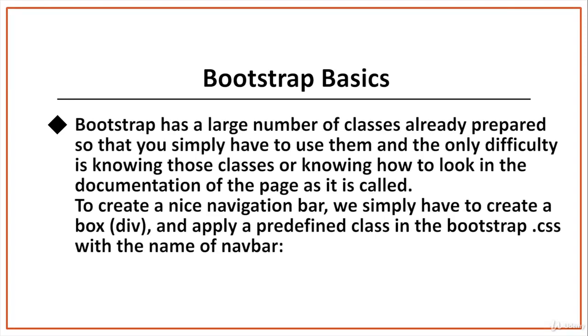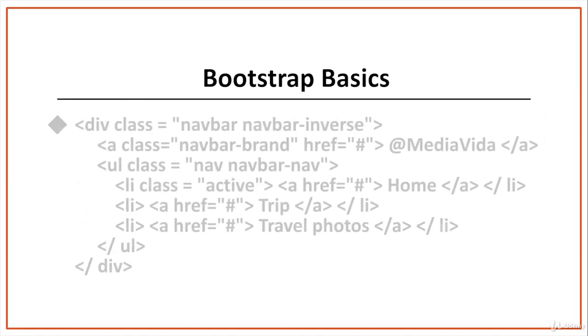Bootstrap has a large number of classes already prepared so that you simply have to use them, and the only difficulty is knowing those classes or knowing how to look in the documentation of the page as it is called. To create a nice navigation bar, we simply have to create a box and apply a predefined class in the bootstrap.css with the name of the navbar.